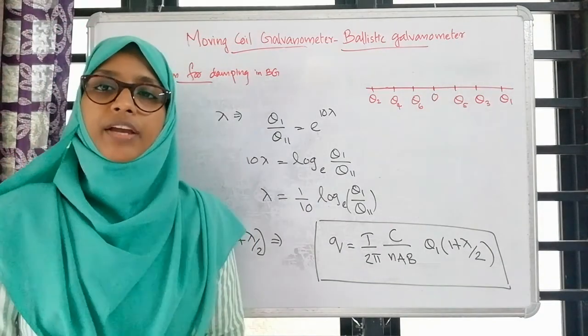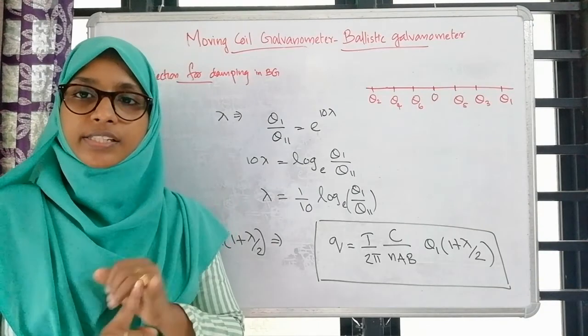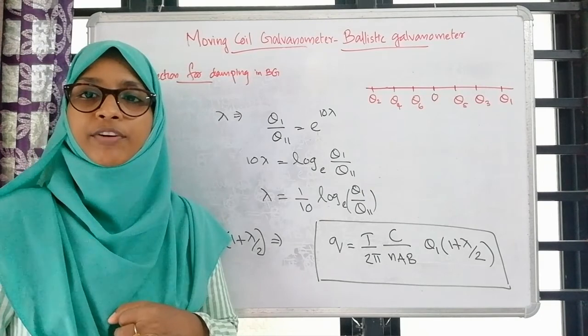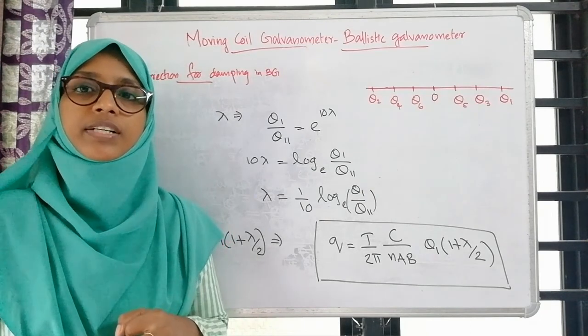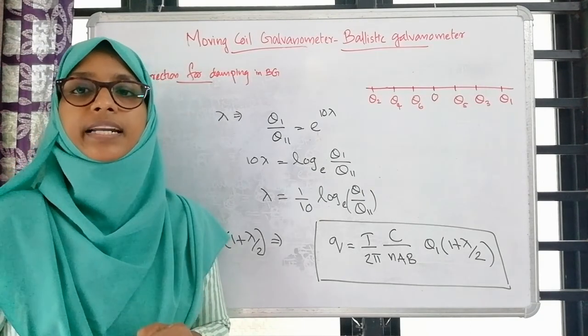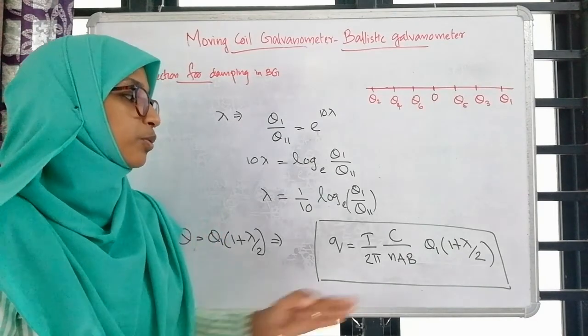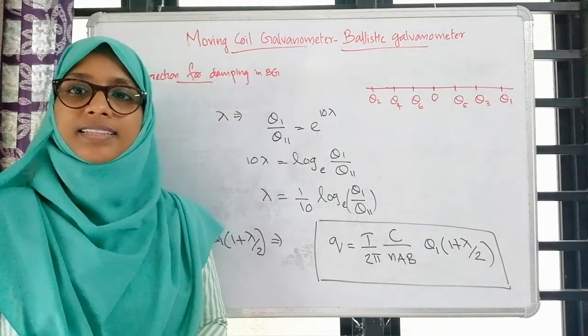So, today we have studied the construction of a moving coil galvanometer and the theory behind the moving coil galvanometer, and also we have discussed how we can correct the damping by air resistance and substitute for theta.